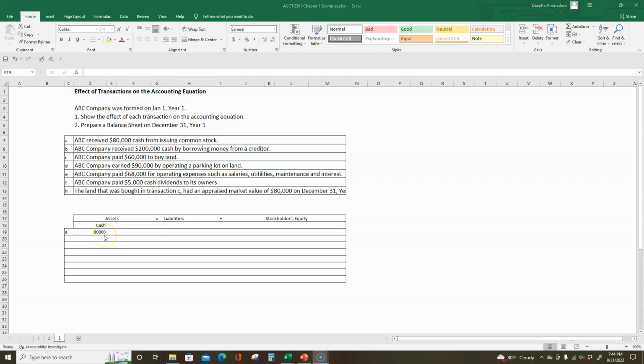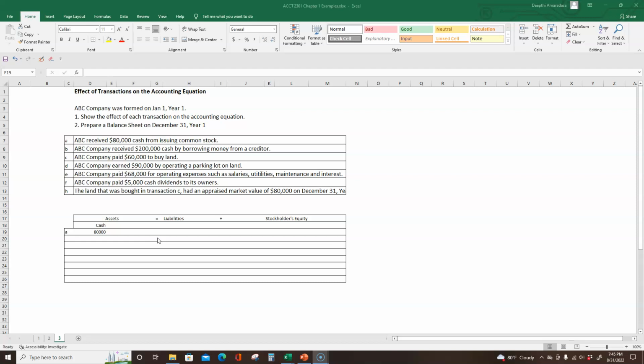Now, for every transaction that we look at, the accounting equation always has to be in balance. So in this example, cash increased by $80,000. So now we have assets of $80,000 here, but our liabilities and stockholders' equity are 0. So our accounting equation is not in balance. Something else has to happen to keep this accounting equation in balance.